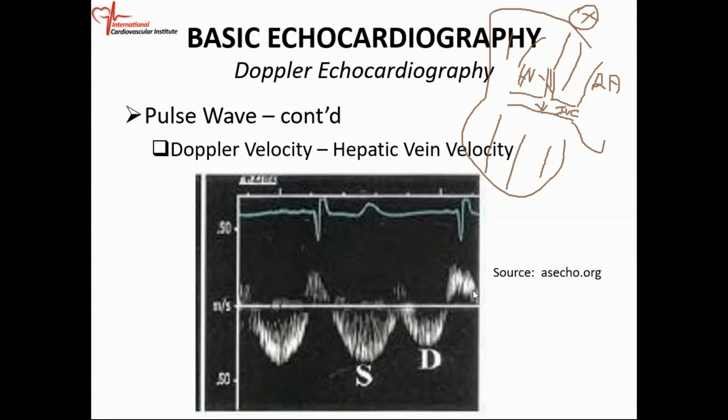Again, everything in echo is gated. The reason why the flow is below the baseline is because the blood is moving away from the transducer.